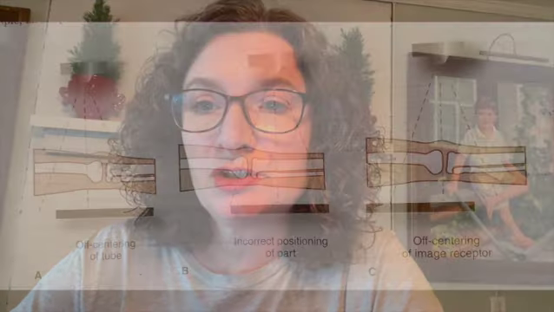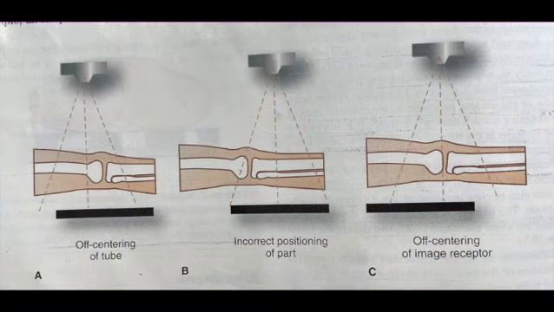This picture shows how all shape distortion happens due to either the misalignment of the X-ray tube, which is shown in image A, the body part being X-rayed is improperly positioned as shown in image B, or the image receptor is not centered properly as shown in image C.